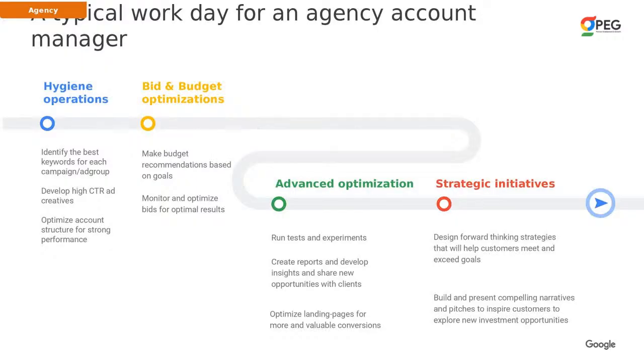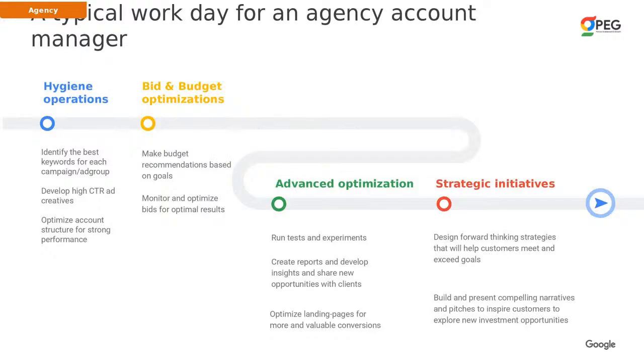By letting the system take care of those routine tasks like keeping things tidy and adjusting bids and budgets, account managers can save a lot of time. This means they can spend more time on the more complex and important things. They can really dig into running tests and creating insightful reports, finding new investments for their clients in order to generate more revenue, making landing pages better, and most importantly, coming up with new and exciting plans to help their clients grow.